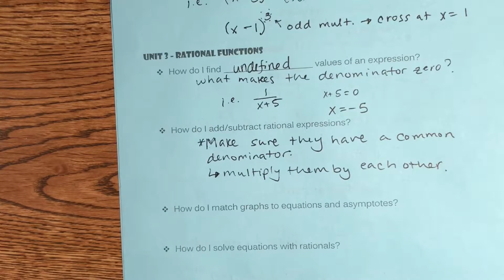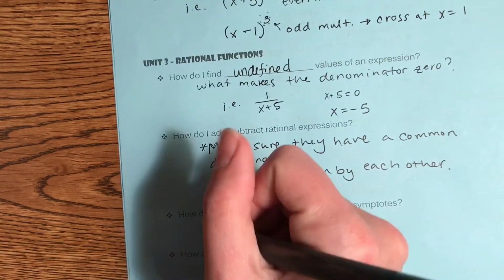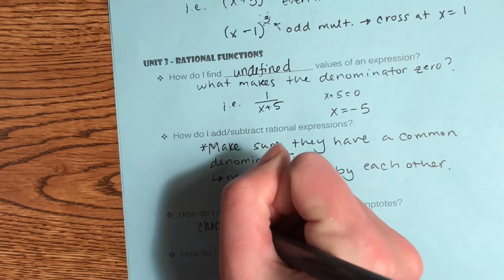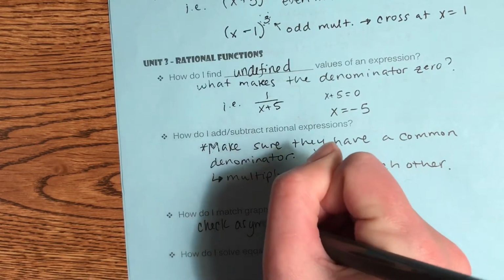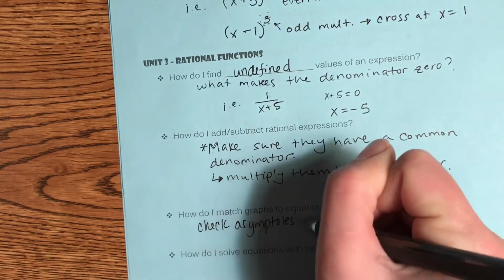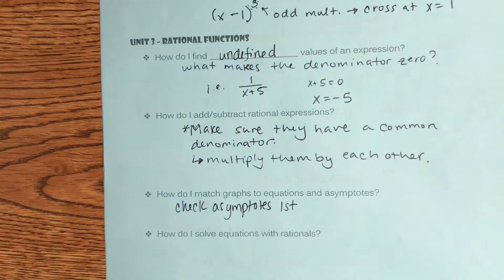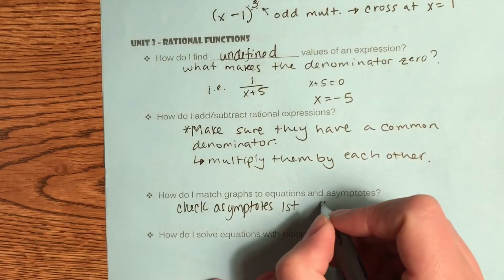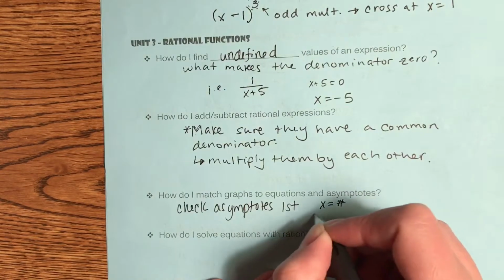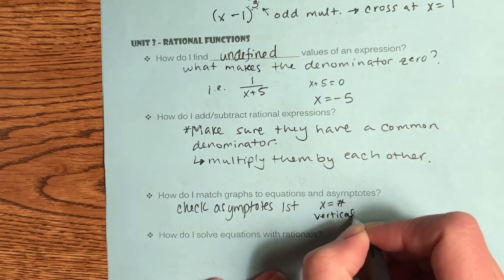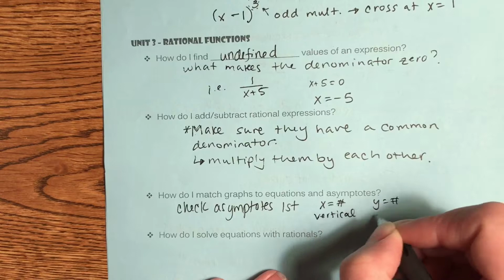All right, next one. How do I match graphs to equations and asymptotes? In class, the first thing we did was check the asymptotes first. Check what those asymptotes on the graph are. Look for the x equals and the y equals, and then eliminate some options from those multiple choice. And remember that x equals a number is going to be vertical, and y equals a number is going to be horizontal.